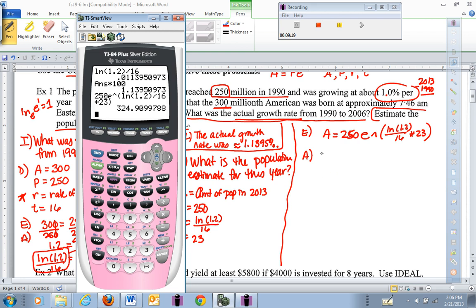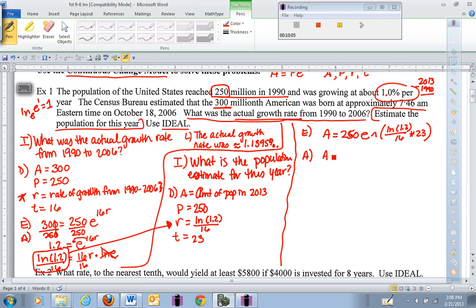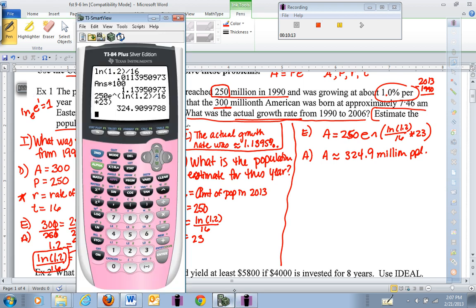Okay, and so this tells me that A is about 324.9099. They were going to the nearest, I don't know if it's million or so, but we'll go 324 point, what do you want to say, 324.9, would that be good enough? Okay, let's go 324.9. Let's say A is about 324.9 million people. Okay, so remember our answer was 324.9099788. Okay, so about 324.9 million people.